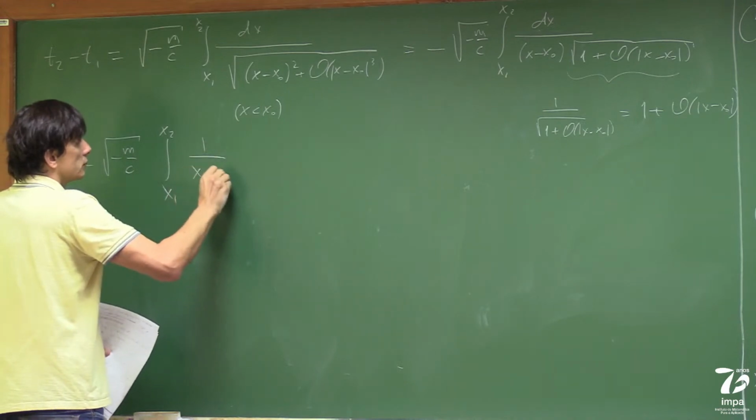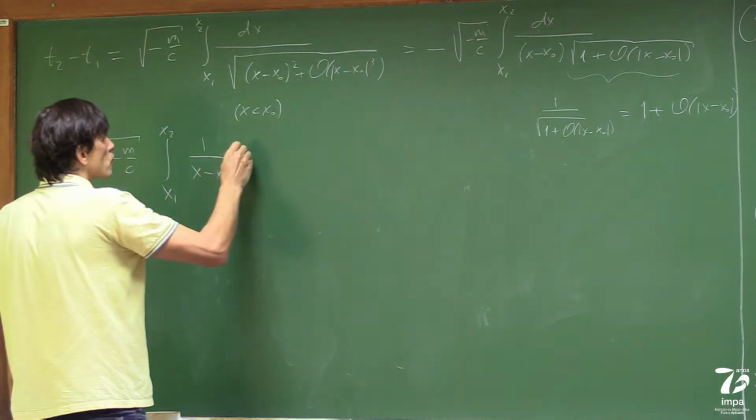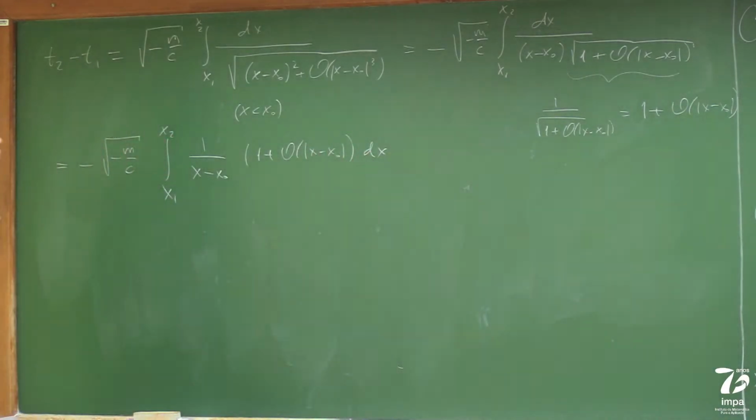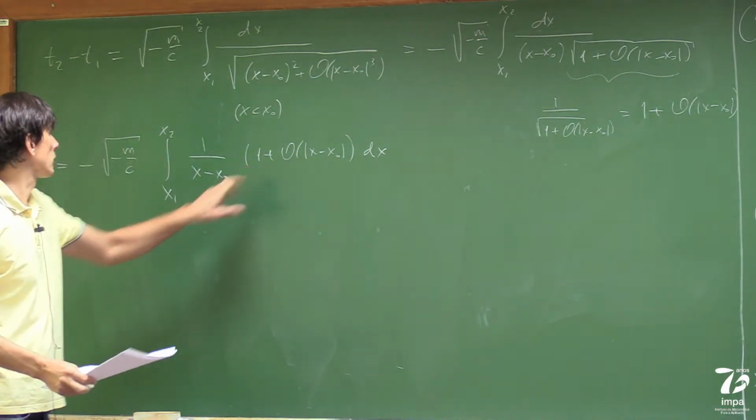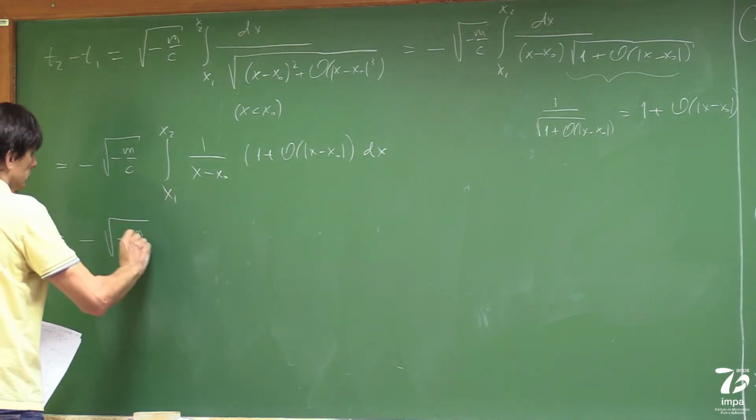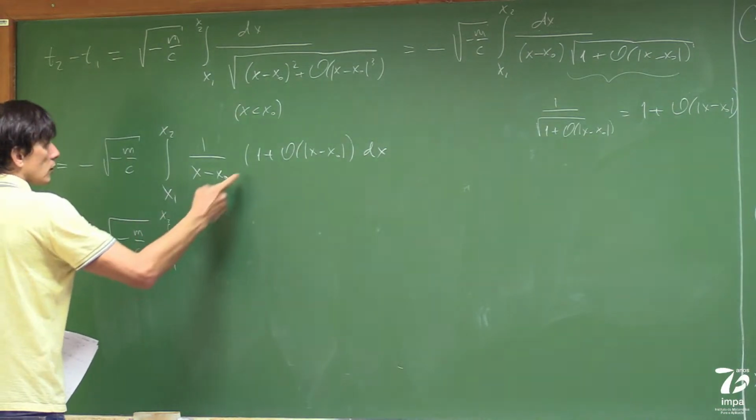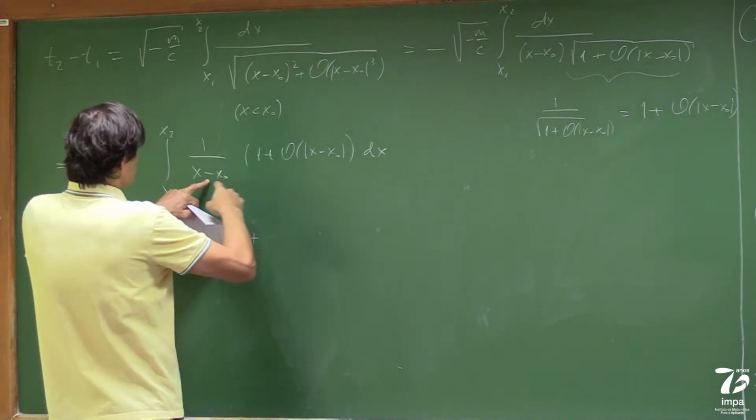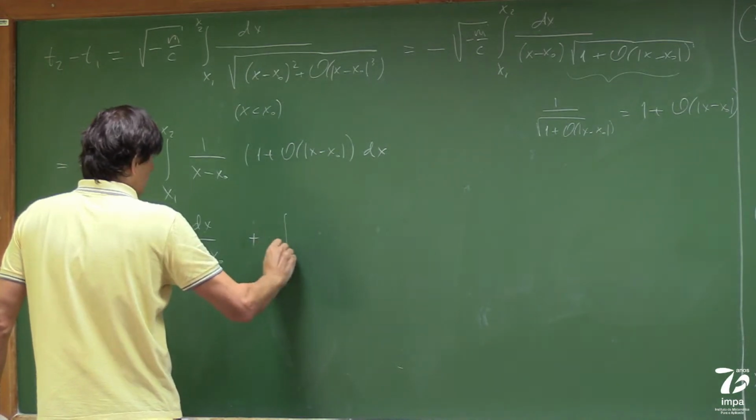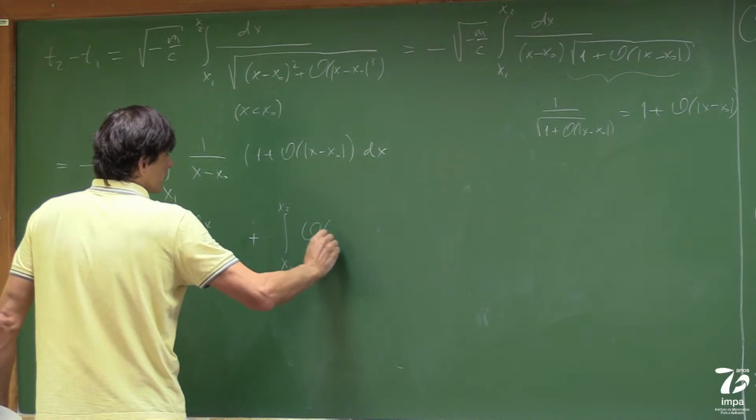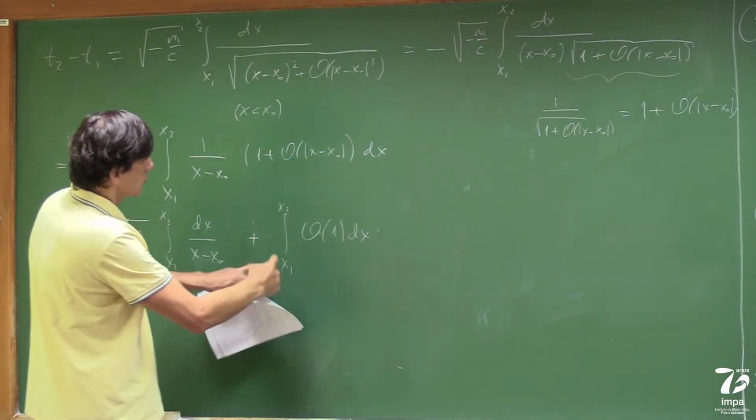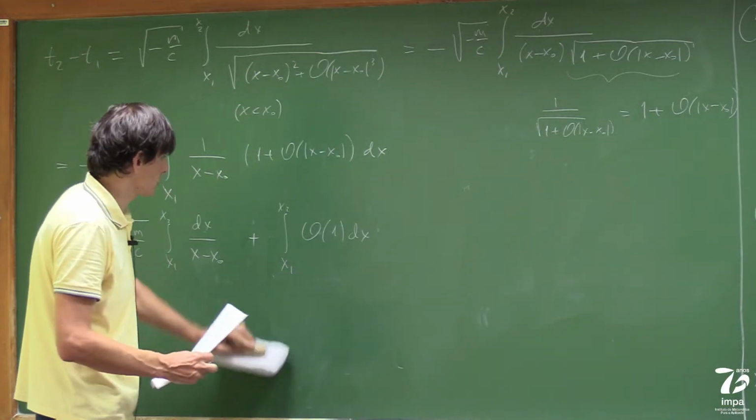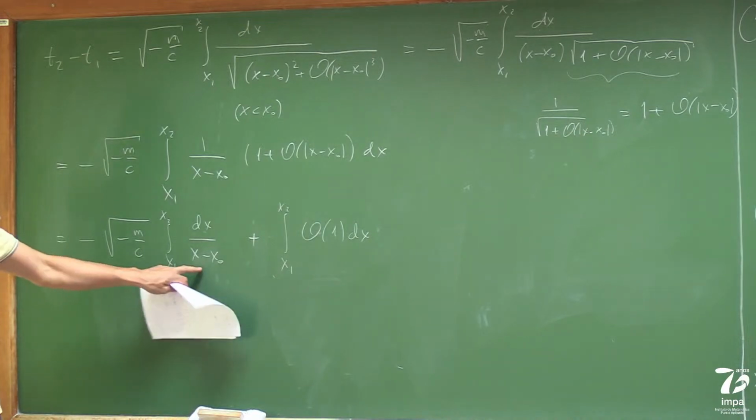So it's 1 over x minus x0, right? 1 plus small correction, dx. And then we just take these terms separately. So the first term will be dx over x minus x0, and for the second term, this will cancel, so it will be the integral of dx, and this is the integral on a finite interval. So this all is okay. So that's it. And this integral is a logarithm.